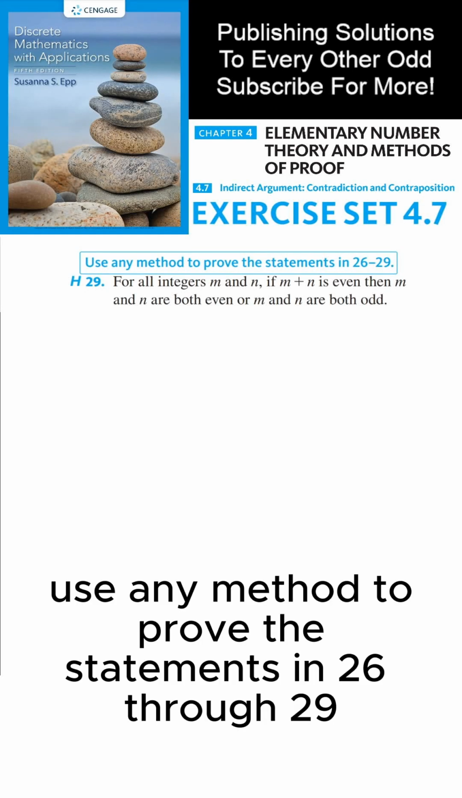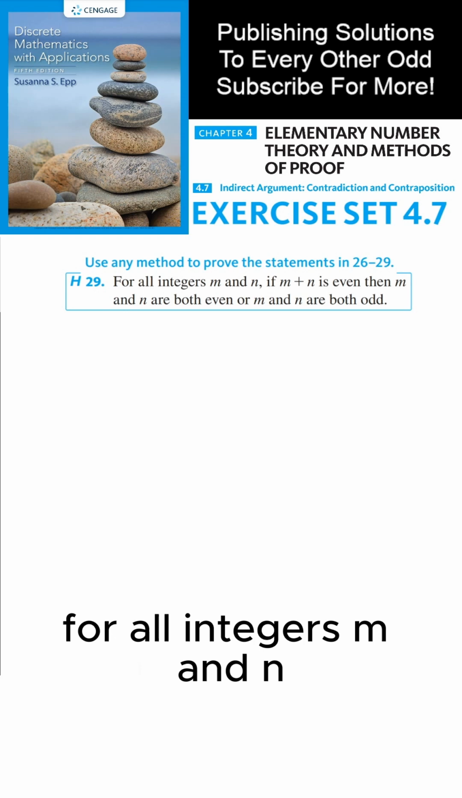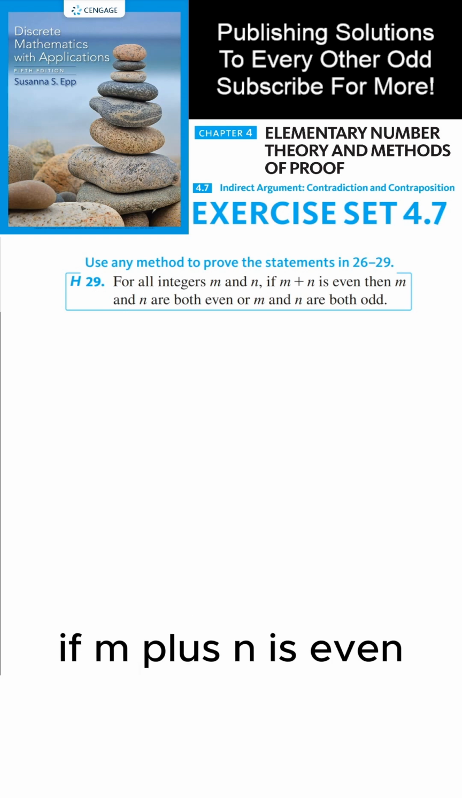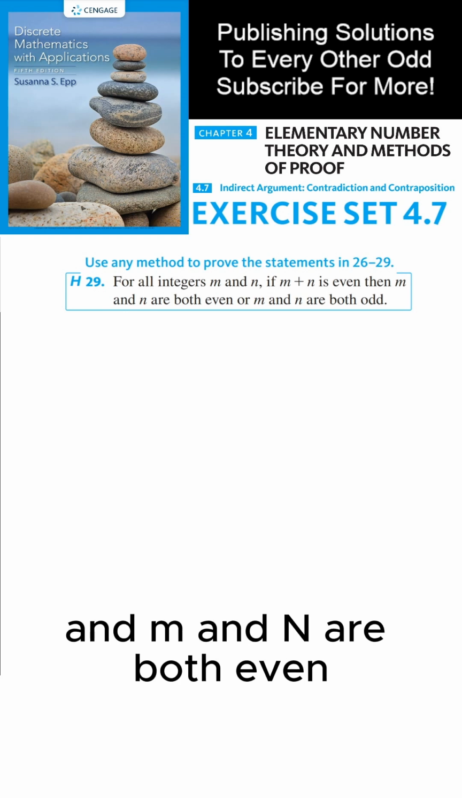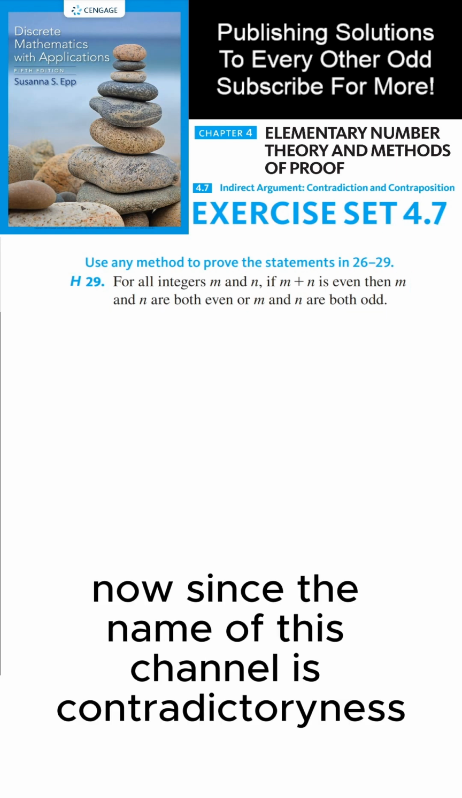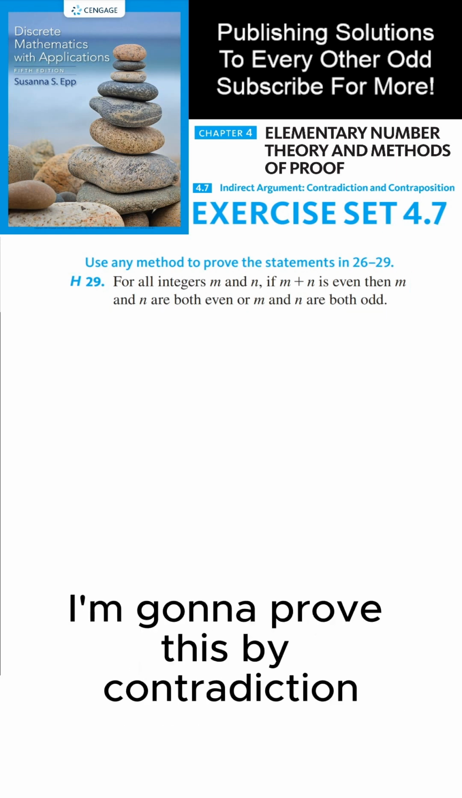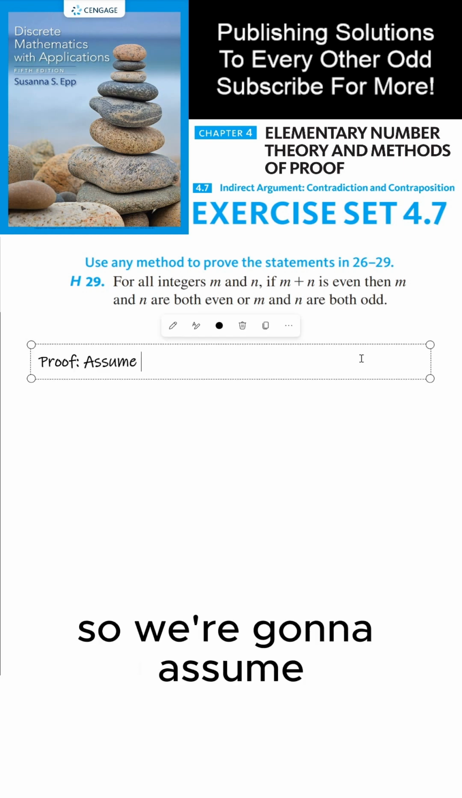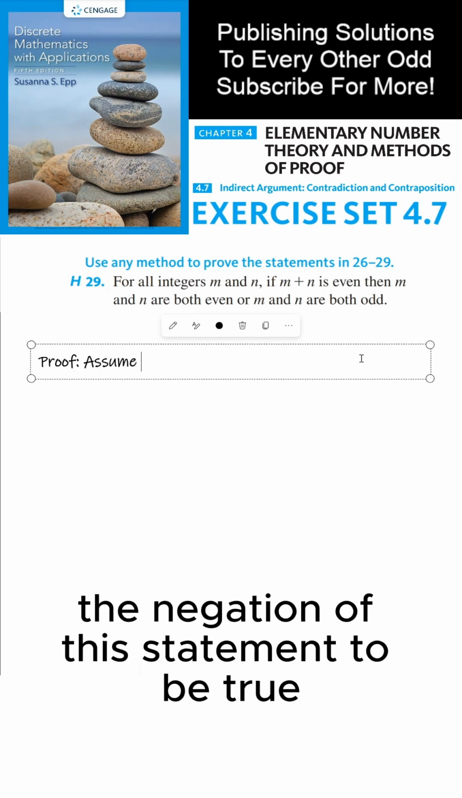Use any method to prove the statements in 26 through 29. For all integers m and n, if m plus n is even, then m and n are both even, or m and n are both odd. Now, since the name of this channel is contradictoriness, I'm going to prove this by contradiction. So we're going to assume the negation of this statement to be true.